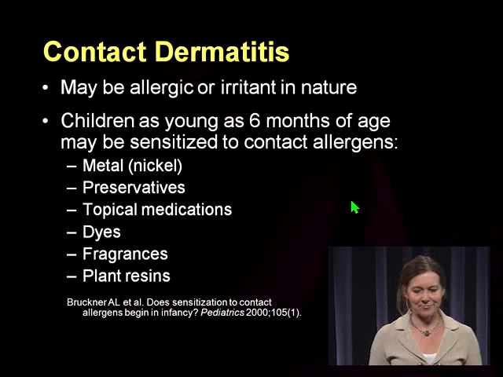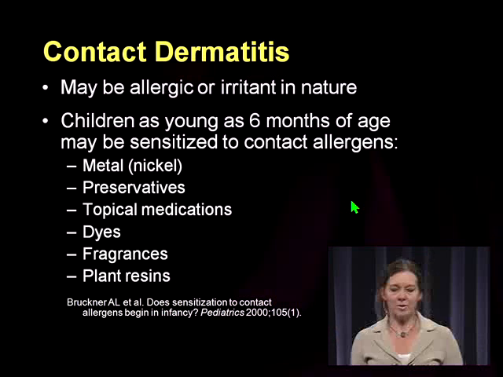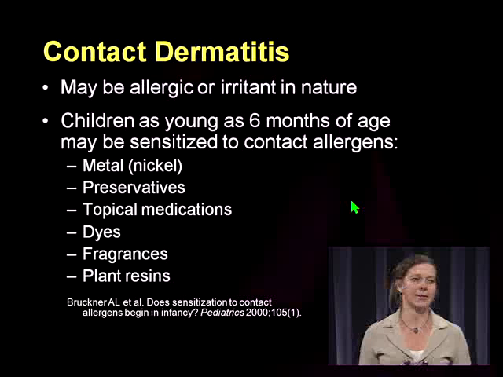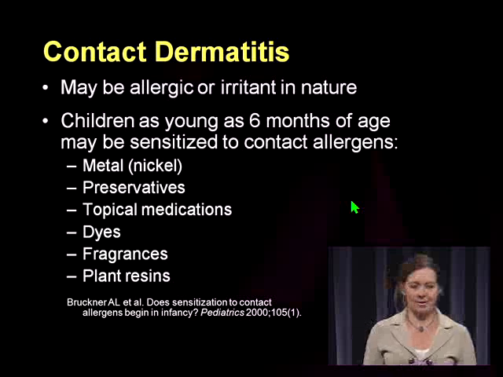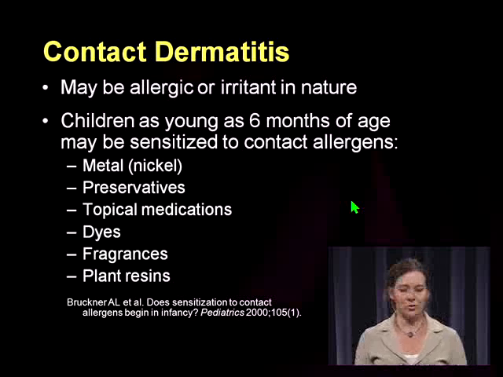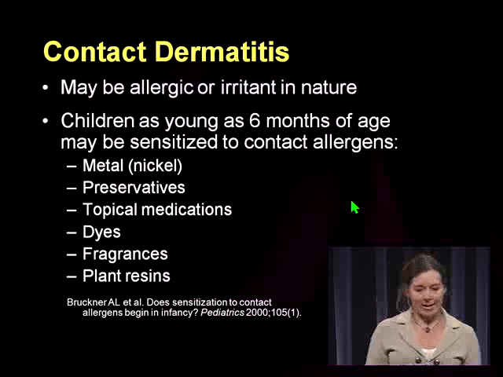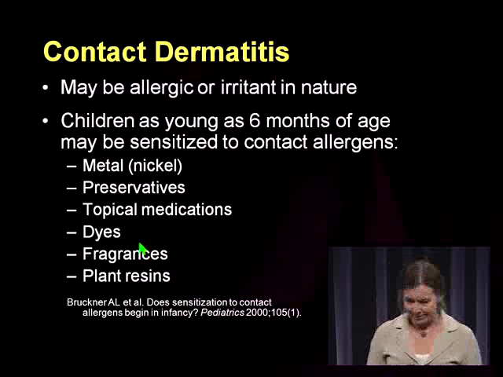So contact dermatitis can either be allergic in nature or irritant in nature. And you can see contact dermatitis even in young infants as young as 6 months of age. The most common cause of contact dermatitis in children is a nickel or metal allergy. Other things to consider include preservatives. That could be preservatives in moisturizers, medications, soaps, topical medications, sometimes dyes, fragrances, and plant resins. So here we see an example.